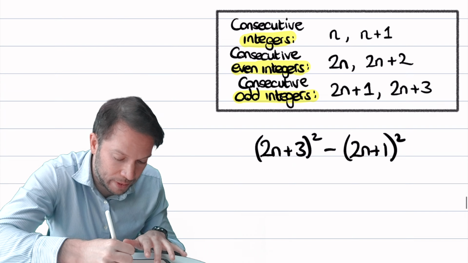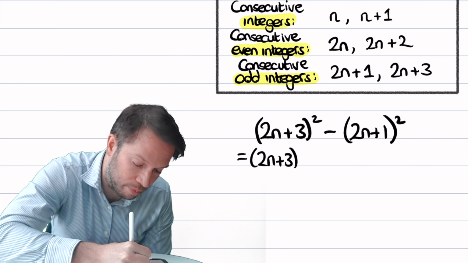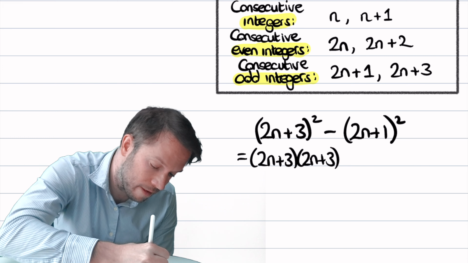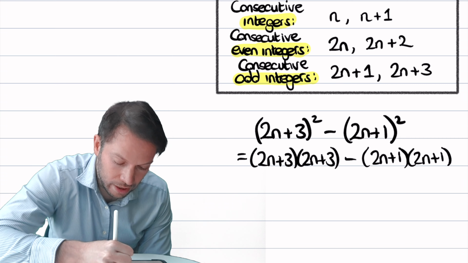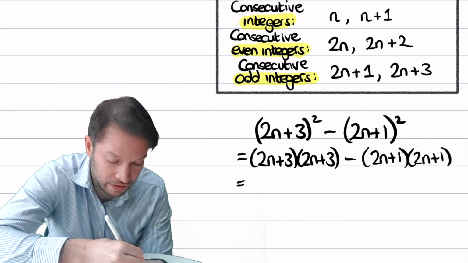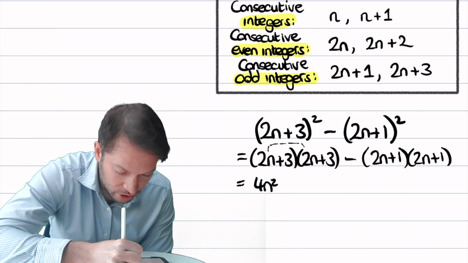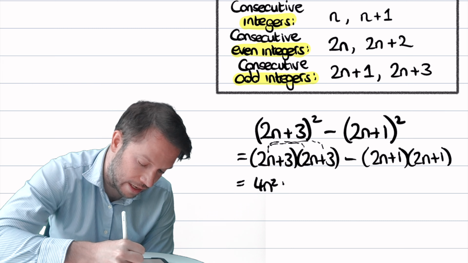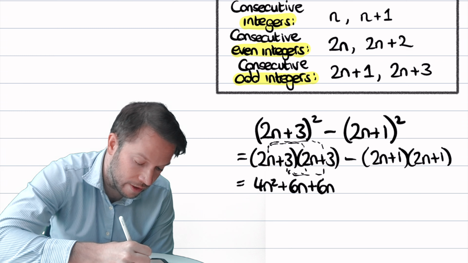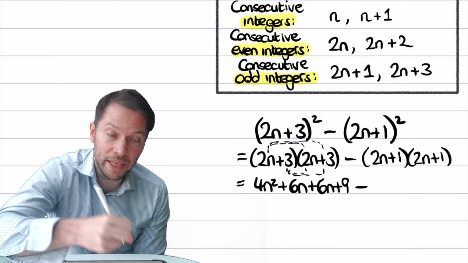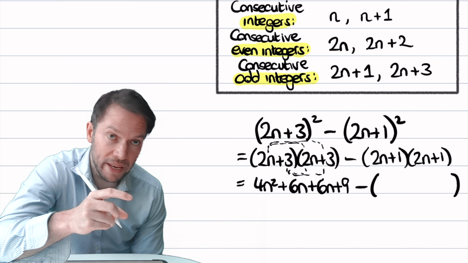But firstly, we should just expand these brackets. So let's just write each bracket out twice, because when you square a bracket, you just times it by itself. And let's just expand this out. So we do each thing in the first bracket times each thing in the second. We're going to do 2n times 2n, which is 4n squared. 2n times 3, which is 6n. 3 times 2n, which is 6n again, and 3 times 3 is 9. Now, remember, when you subtract anything that's being expanded, you should put it in a bracket first. We'll see why, to do with making sure we don't make sign errors.